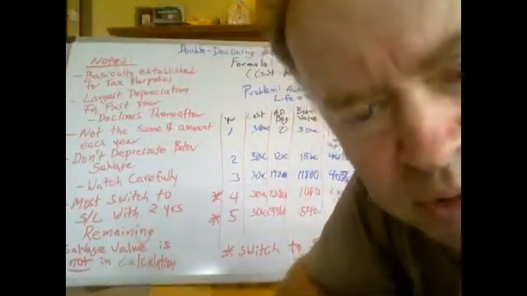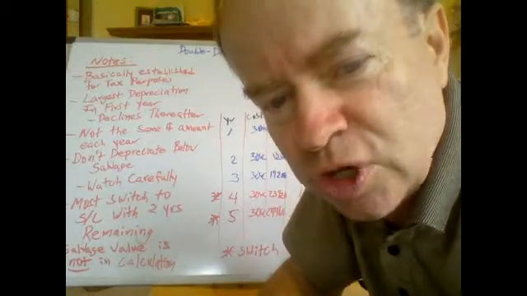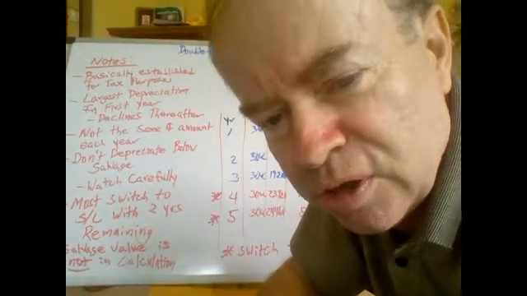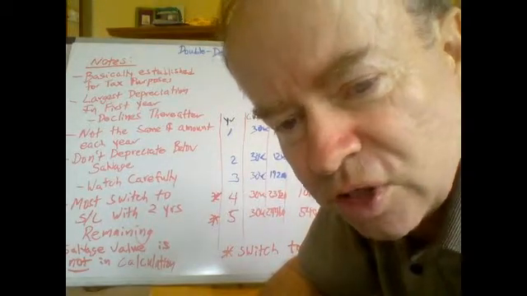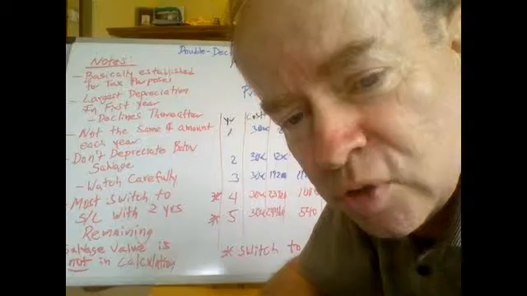Today's video is on double declining balance of depreciation, probably the hardest method of depreciation to calculate, so please pay attention to the notes and to the problem. So let's first look at the notes.